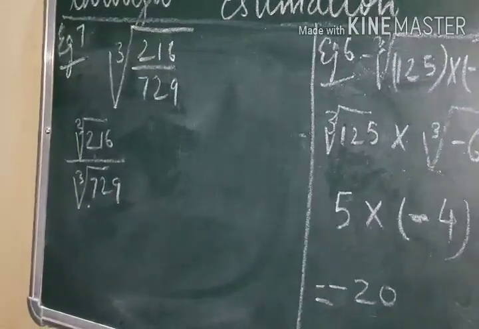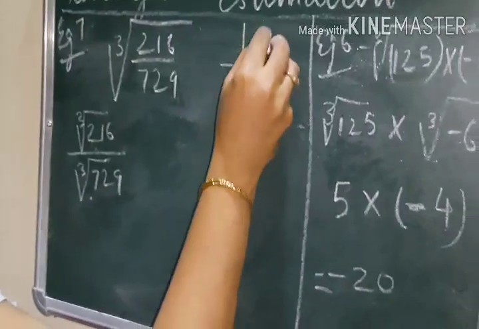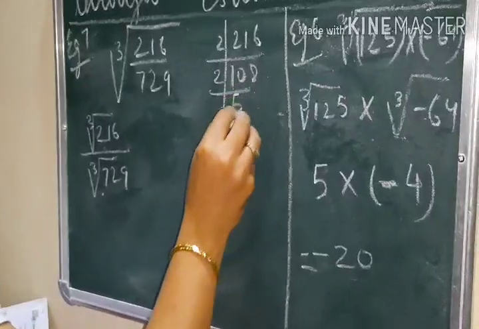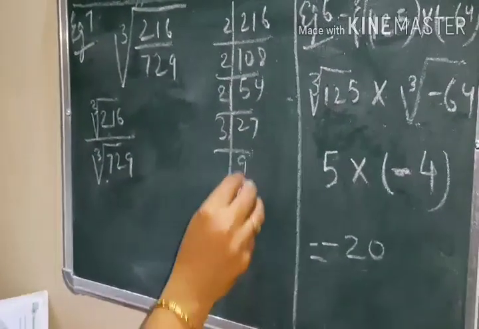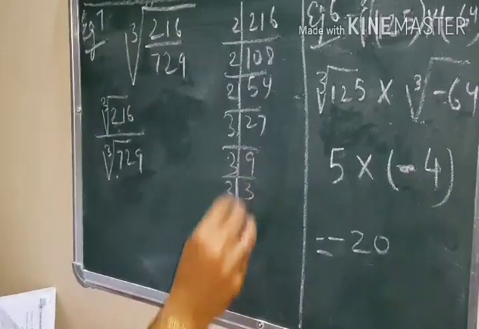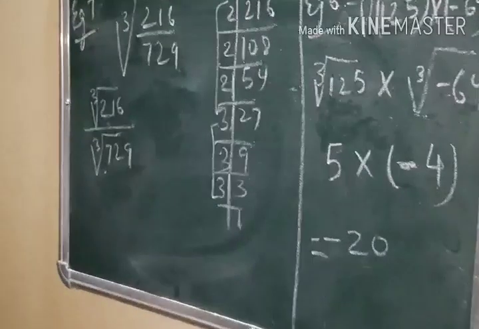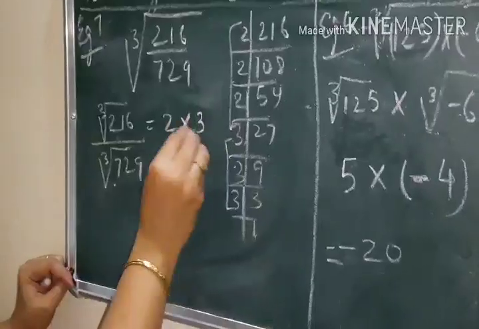If you have not learned them, then find the cube roots of both by prime factorization. You can do it like this: 108, 54, 27, 9, 3 and 1. So you can see that three groups are there. So you can write it as 2 into 3.